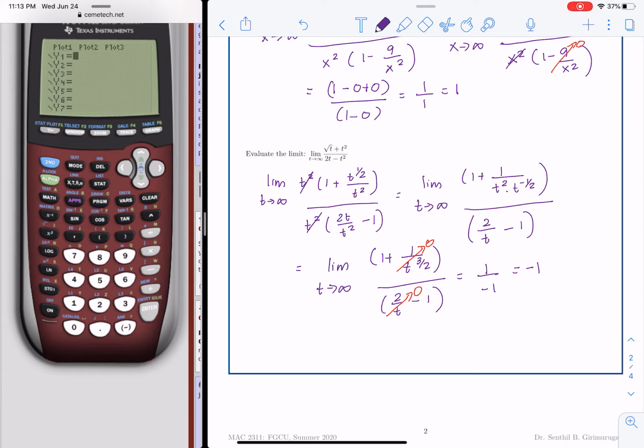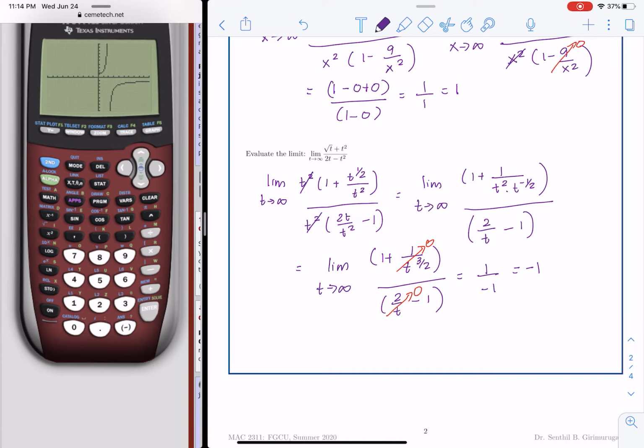So what we have here is square root of t, I'll put x, plus t squared or x squared divided by 2t minus t squared. I'm going to put x squared. Make sure you put parentheses properly, and let's graph it.